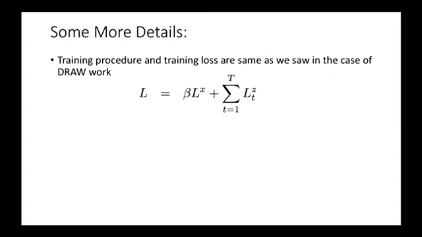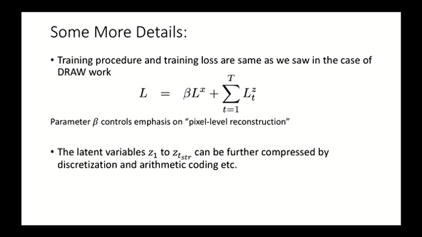So just quick details. This is the loss function, same as before. The only new parameter is beta, where you weigh the reconstruction loss. That allows you to control the pixel-level reconstruction, so how much emphasis you want to put on pixel-level information. And these latent variables can be further compressed using arithmetic coding or any coding technique that you may have. So this is the result.